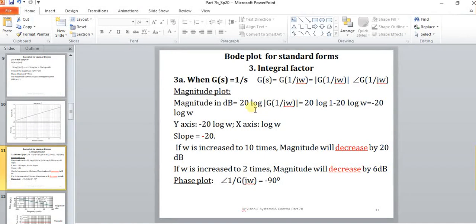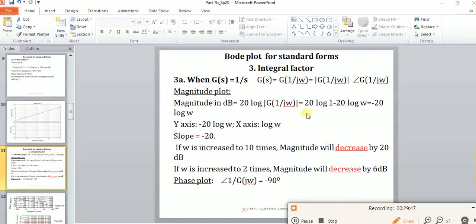Now this is like 20 log 1 over j omega. It is 20 log 1 minus 20 log omega. Recollect the properties of logarithm which we discussed in the earlier slide. Log of a over b is log a minus log b. So we have 20 log 1, which is 0. So 0 minus 20 log omega will be minus 20 log omega.